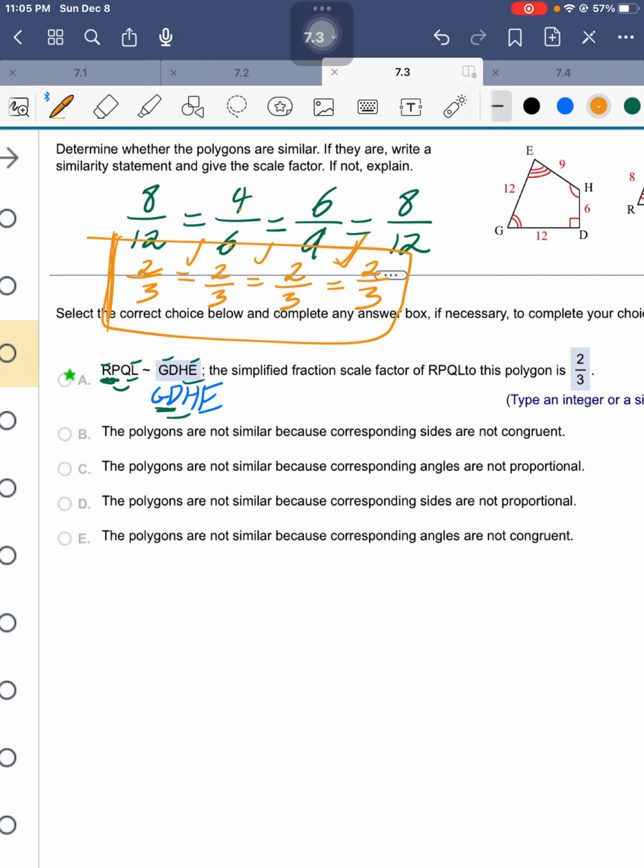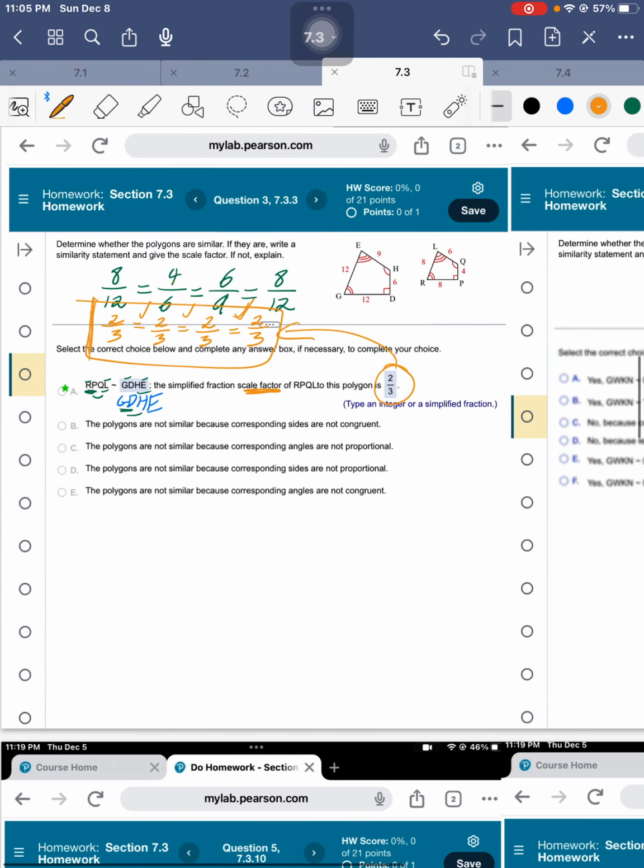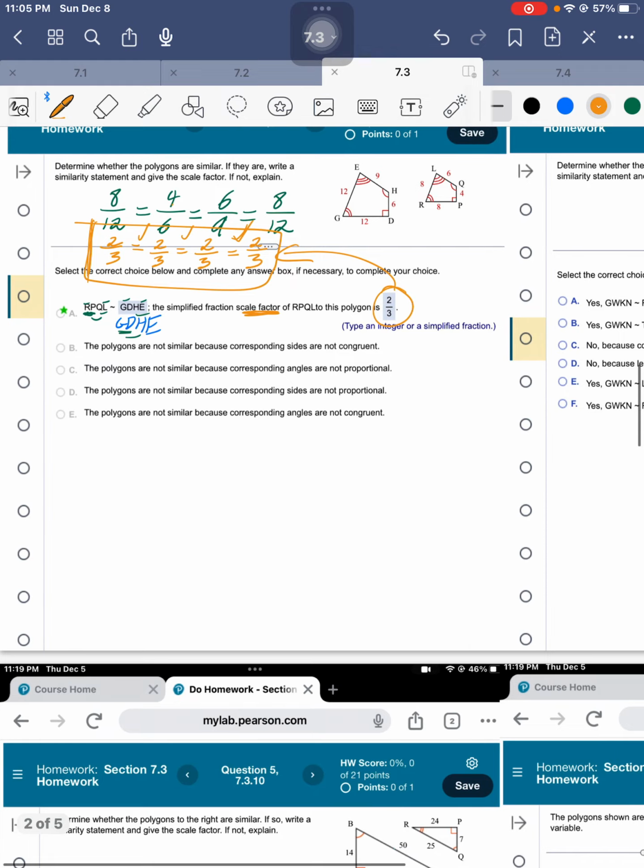Now, are these proportional? Yes, these are true proportions, correct? Correct. So now we know that, in fact, it is similar. And what's the scale factor? The scale factor is 2/3. We just did it, okay?